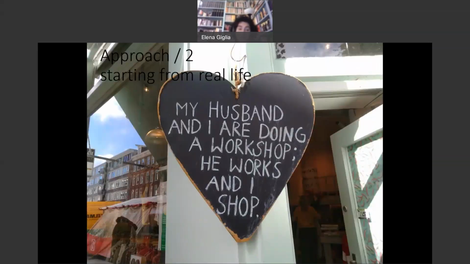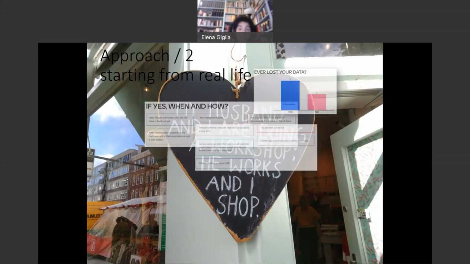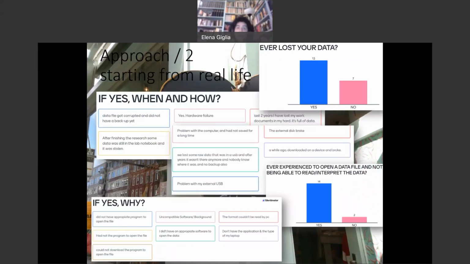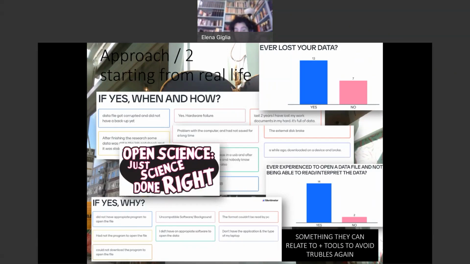Another approach, starting from real life. So I asked, have you ever lost your data? And as you can see, they absolutely could relate to this situation. Have you ever experienced opening a data file and not being able to interpret the data? And again, a lot of examples coming from real life. First of all, because I wanted them to relate to something, so not just giving theory about data management. And secondly, because I wanted to give them tools to avoid being in trouble again. Because if you think of it, all in all, open science is just science done right.